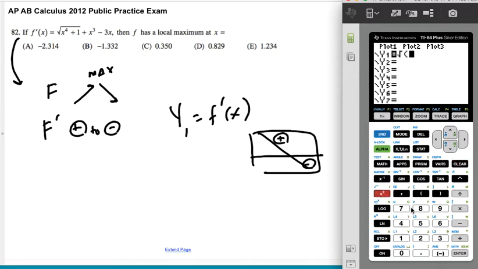So it's the square root of x to the fourth plus a 1. That's all inside the root, right? Plus an x to the third minus a 3x, right? That's my f prime. Double check that you put it in completely right because it's the worst when you don't. And I'm going to go ahead and zoom 6.